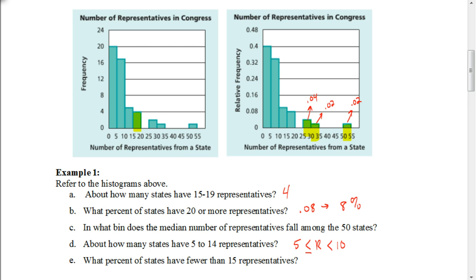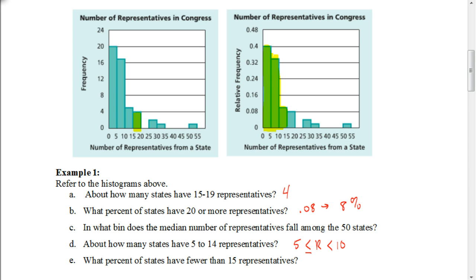Now part E, it says, what percent of states have fewer than 15 representatives? So if we're dealing with the percent, we need the relative frequency. So we're going to go back over here to the histogram on the right. And what percent of states have fewer than 15? That would be referring to these three.